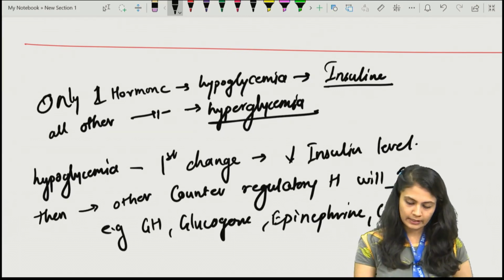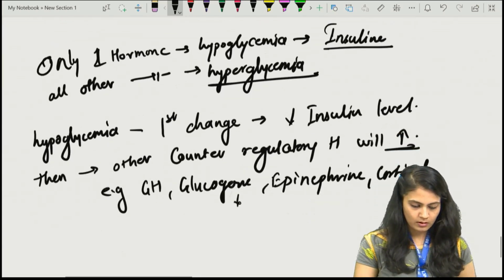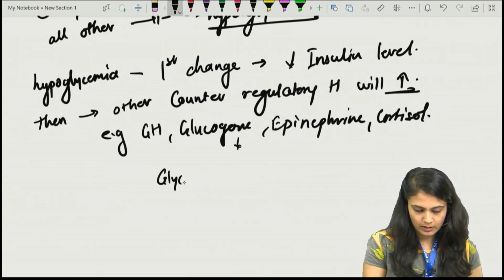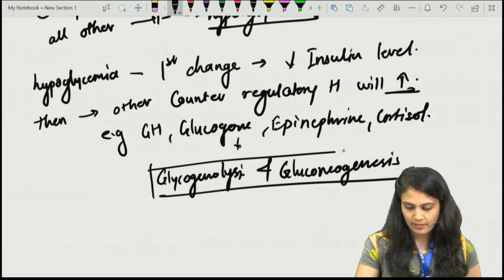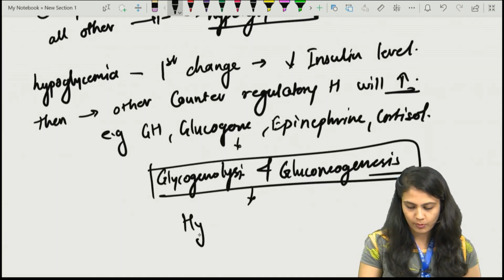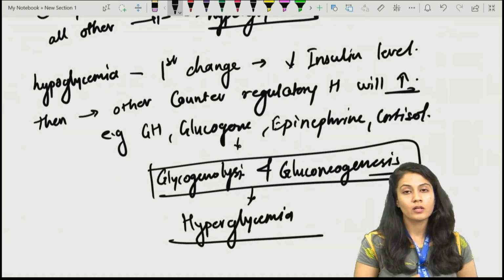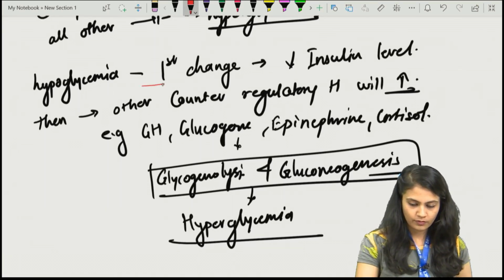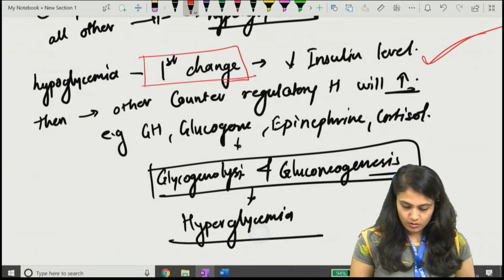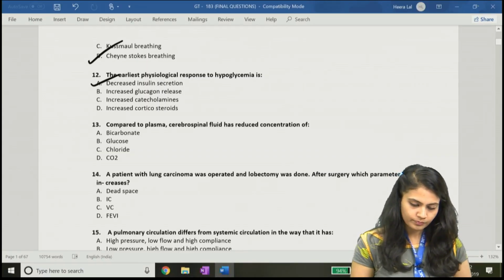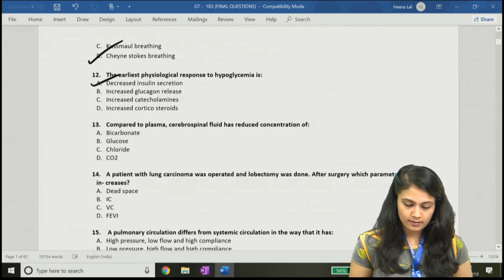They will ultimately increase, and what will they cause? They will cause glycogenolysis and gluconeogenesis, and that's how they cause hyperglycemia. But the first change should be a decrease in insulin level. So the answer to our question is A, decrease in insulin secretion.